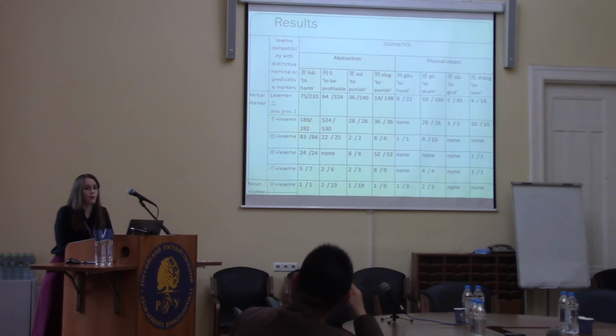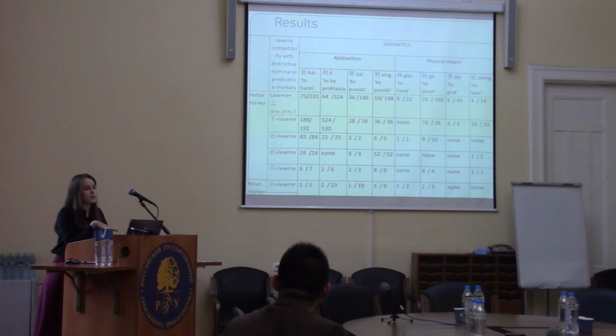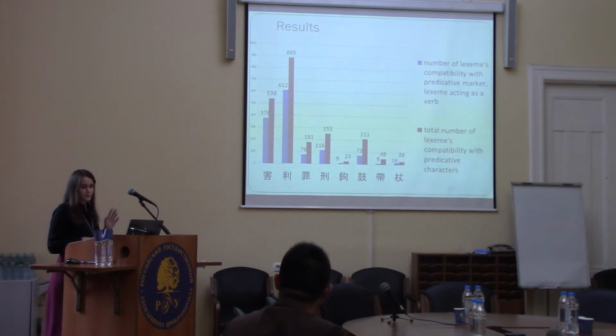Here you may see 4 noun lexemes with abstraction semantics, and 4 physical object noun lexemes, and their compatibility with 4 distinctive predicative markers, and just to make sure it's a noun at all, 1 noun marker. But before speaking about numbers and before making suggestions, we shall try to understand some examples and to speak about the numbers in general. So here you may see the general chart of the results which we got.